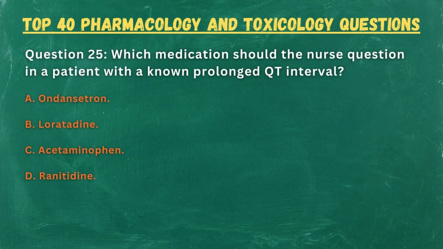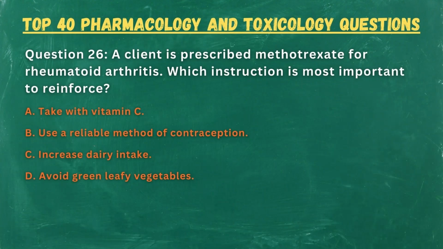Question 25. Which medication should the nurse question in a patient with a known prolonged QT interval? A. Ondansetron. B. Loratadine. C. Acetaminophen. D. Ranitidine. Answer: A. Ondansetron.